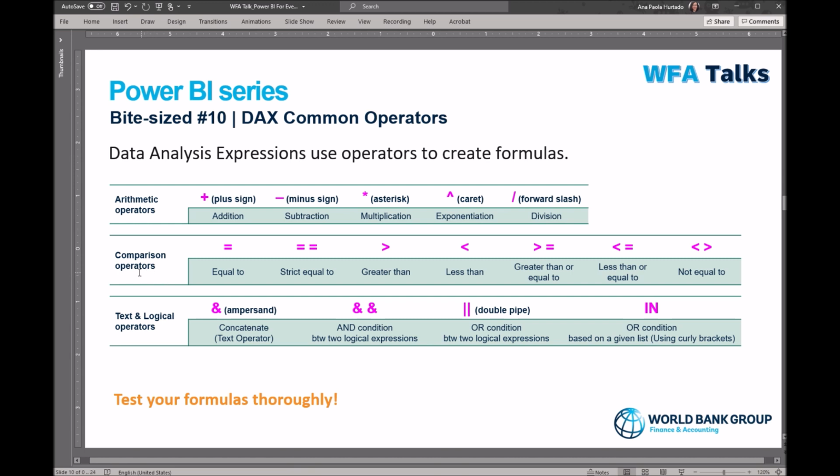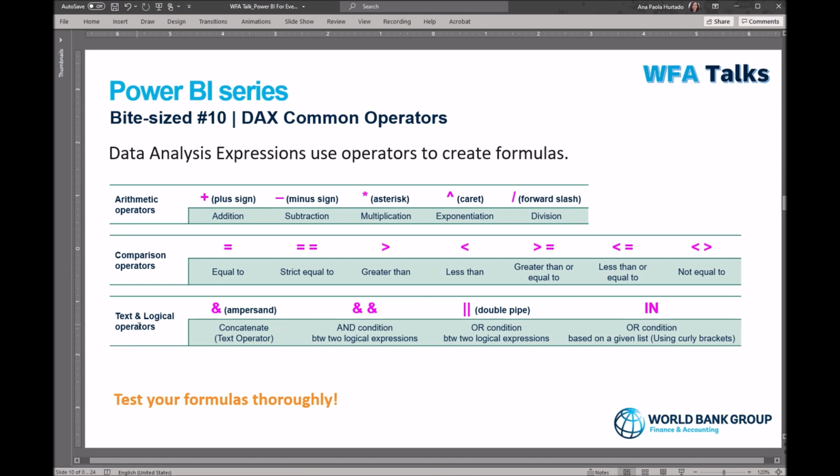Next, you can compare two values with the following operators. So equal to, strict equal to, greater than, less than, greater than or equal to, less than or equal to, and not equal to. Arithmetic and comparison operators pretty much speak for themselves, don't you think?